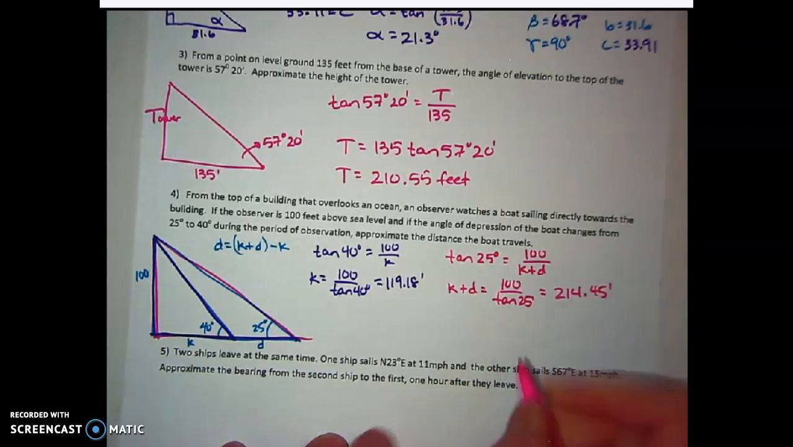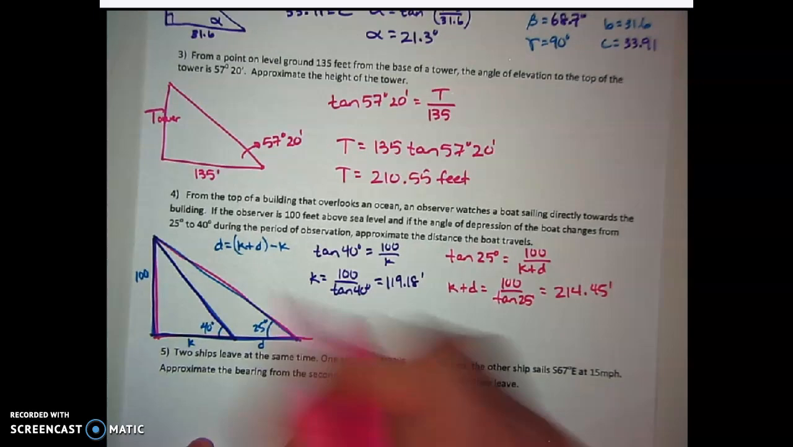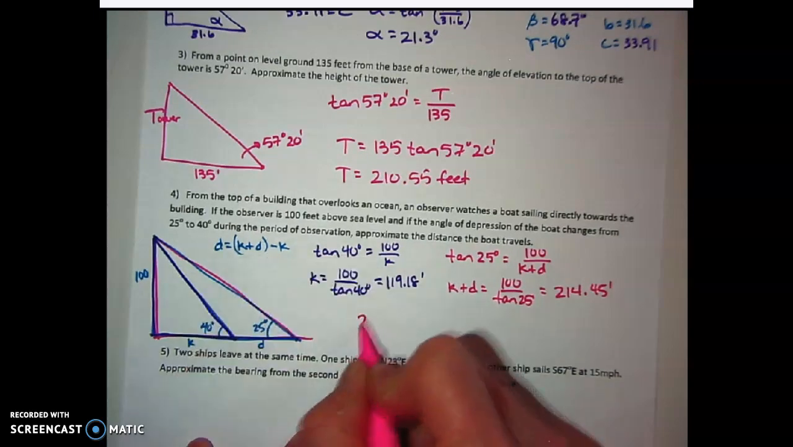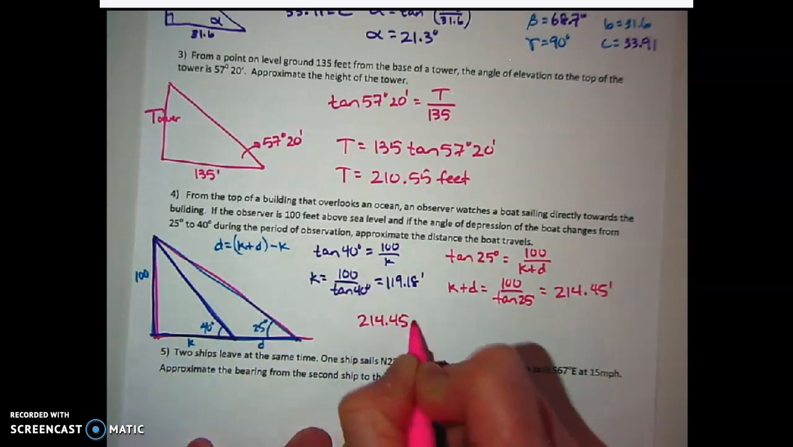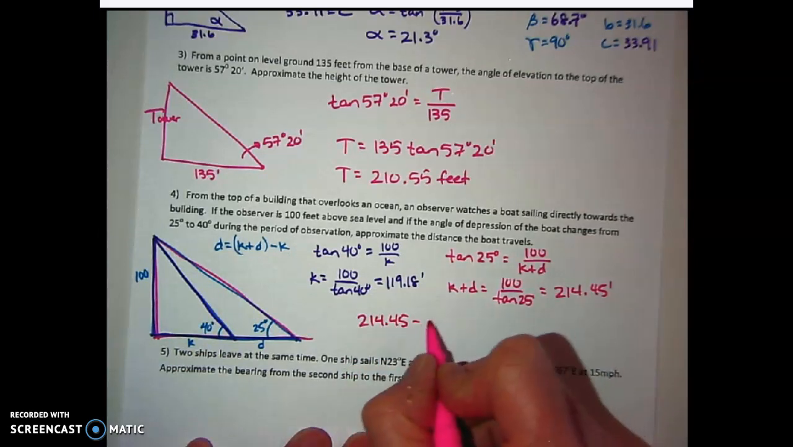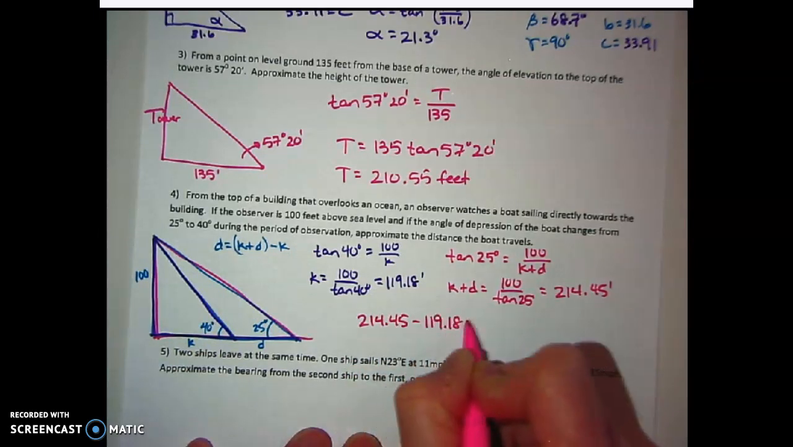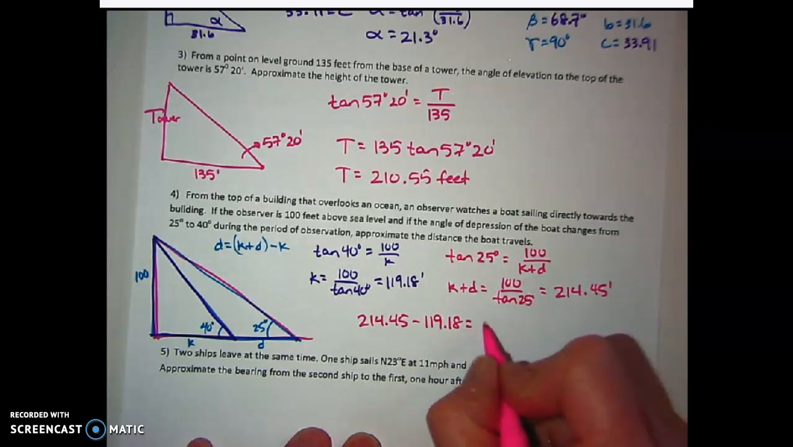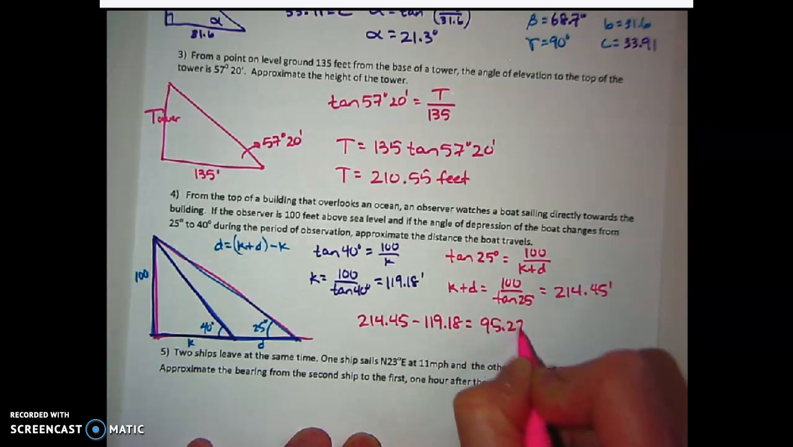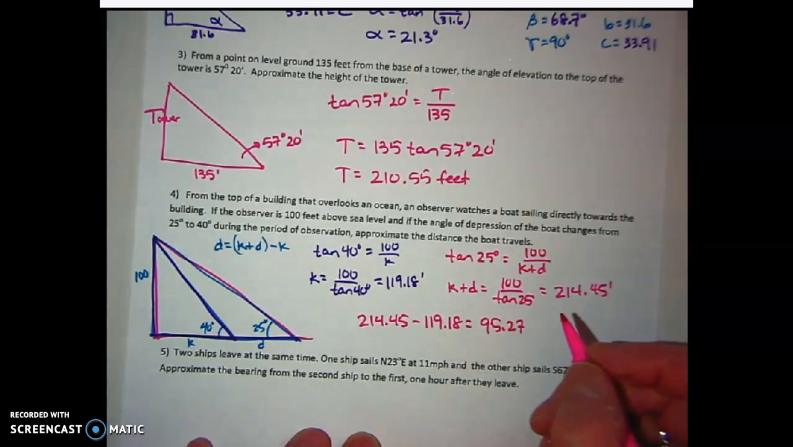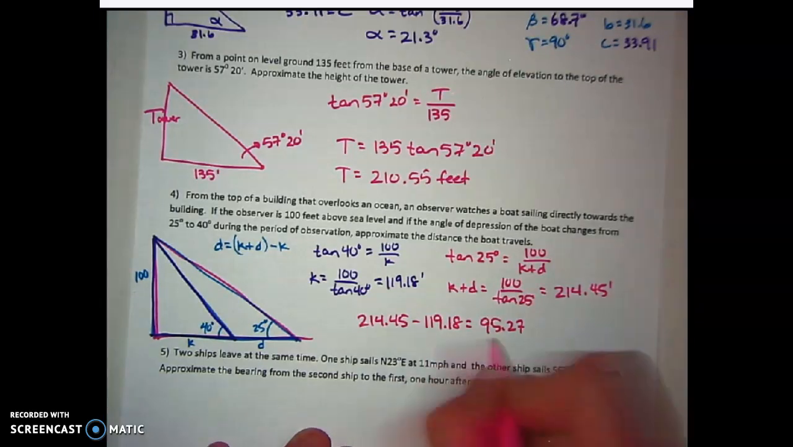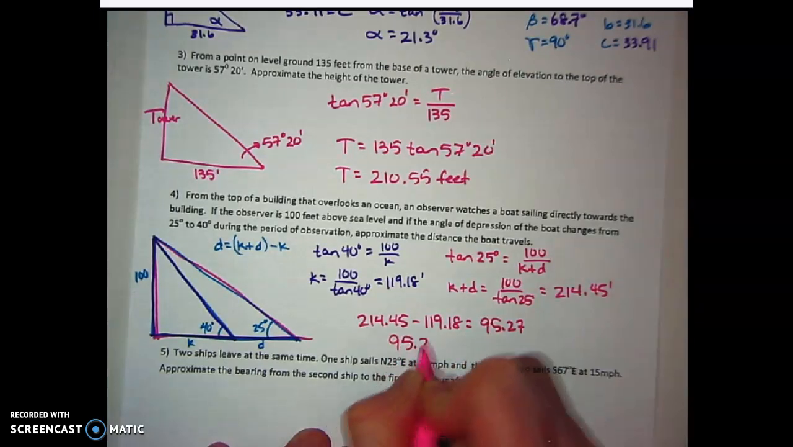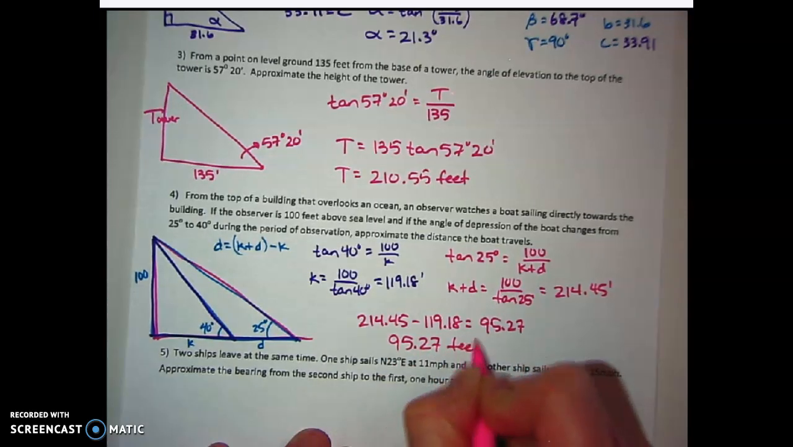So now again, I'm going to use K plus D, 214.45, minus K, 119.18, and I see that I get 95.27. So in the time that the person watched, the boat traveled 95.27 feet.